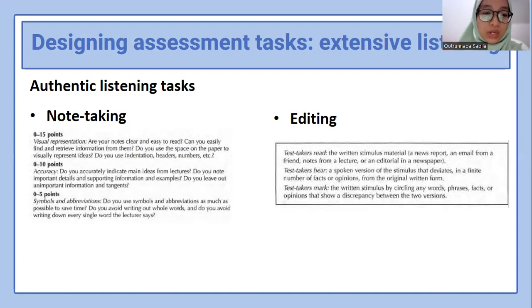The process of scoring is time-consuming, a loss of practicality, and because of the subjectivity of the point system, it lacks some reliability. The gain is offering students an authentic task that mirrors exactly what they have been focusing on in the classroom. And then we have editing. This is another authentic task, which provides both a written and a spoken stimulus and requires the test taker to listen for discrepancies. Scoring achieves relatively high reliability, as there are usually a small number of specific differences that must be identified.